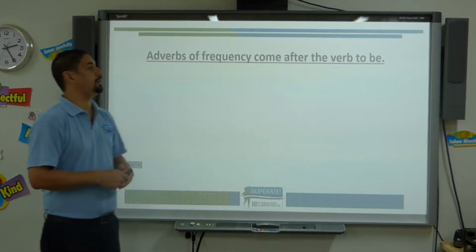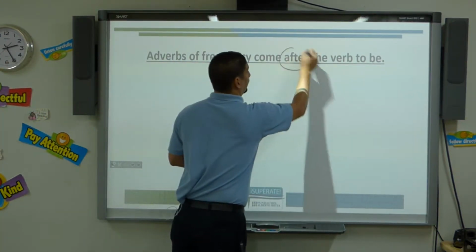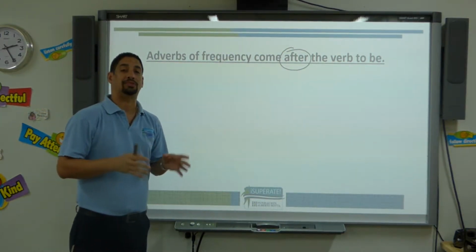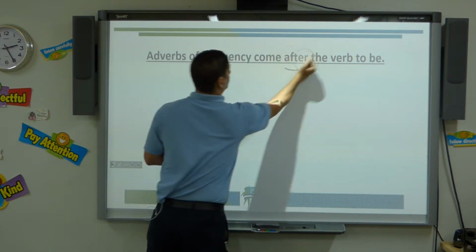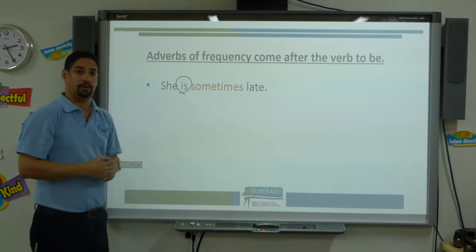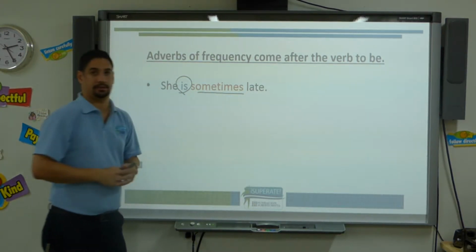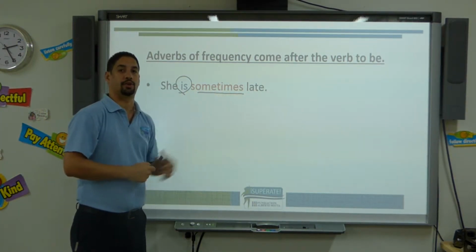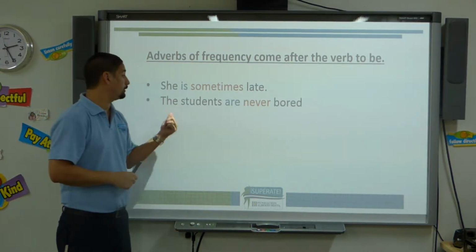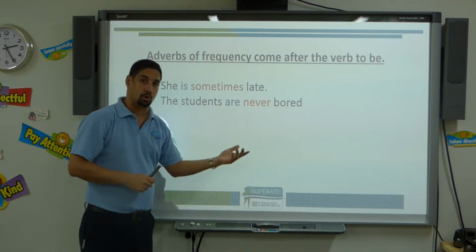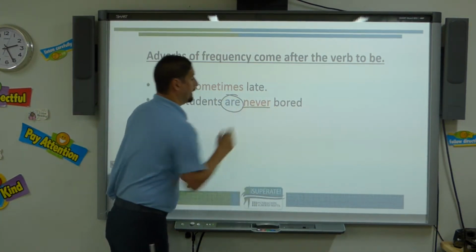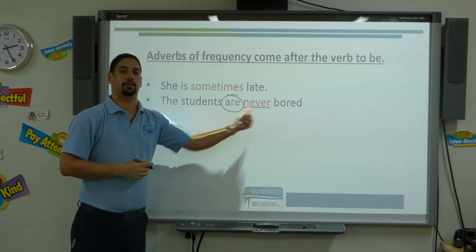Now, adverbs of frequency come after the verb to be. This is very important for you to remember. It comes after the verb to be. So let's see. She is, verb to be, sometimes late. First the verb to be, then the frequency adverb. Another example, the students are never bored. Students, plural, are, verb to be, never. Verb to be, then the frequency adverb.